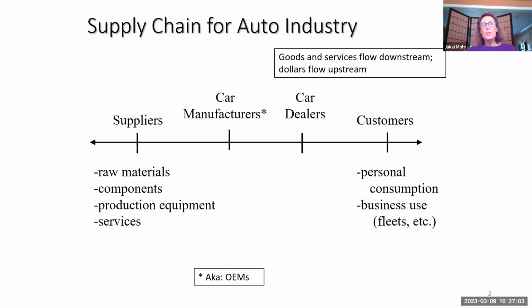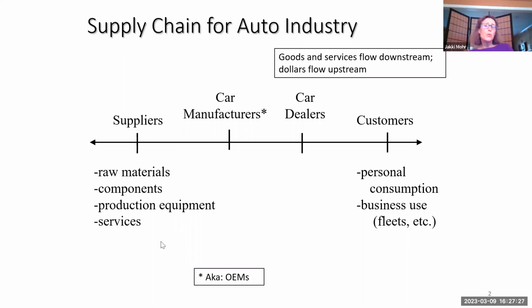It's common to diagram an industry in terms of its supply chain, which has the customers on the downstream side and the suppliers on the upstream side. Typically, the flow of dollars goes upstream, while the supply of goods and services goes downstream.